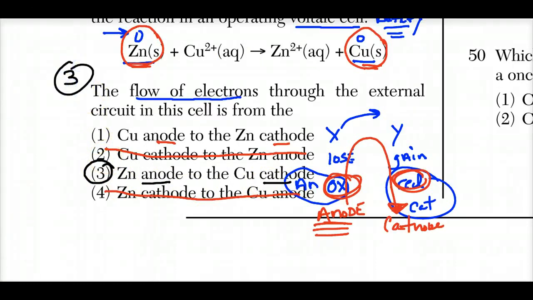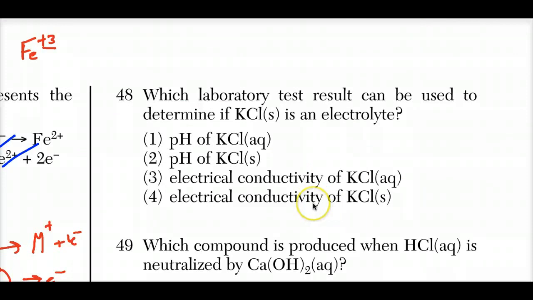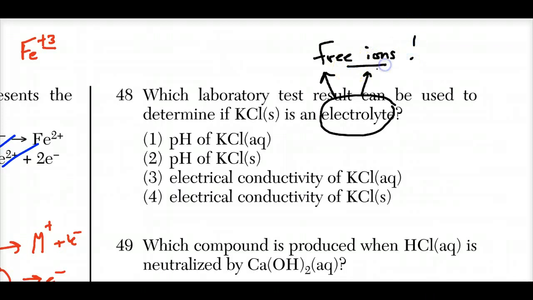Choice 3. Which laboratory test can be used to determine if KCl is an electrolyte? What is an electrolyte? There's three things: acids, bases, and salts. And what makes them conduct electricity, as you probably already know now, is free, mobile ions. So if we want to test to see if KCl is an electrolyte, determining its pH, which would be 7 because it's not an acid nor a base, would not tell me if it's an electrolyte, because acids and bases definitely are electrolytes, but they are also salts, and some salts are neutral.